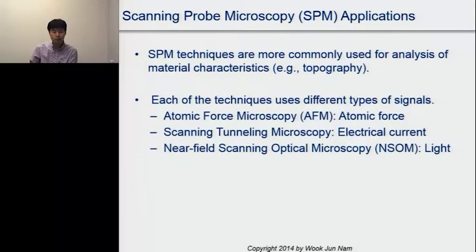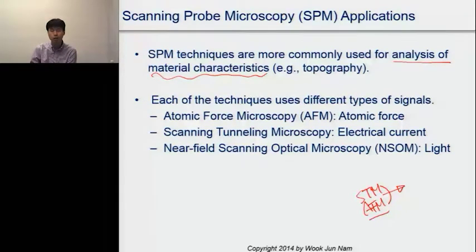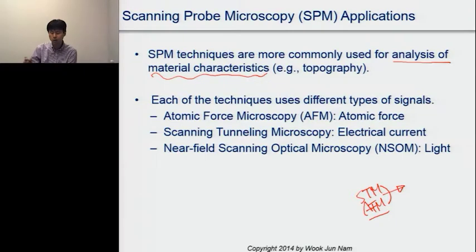So this scanning probe microscopy is normally used for the analysis of material characteristics. Some of the technologies like STM or AFM offer atomic resolution images of the surface of a sample. So it is one of the most popular ways to analyze the topography or morphology of the surface of a sample. And then some other techniques also offer different kinds of material characteristics.